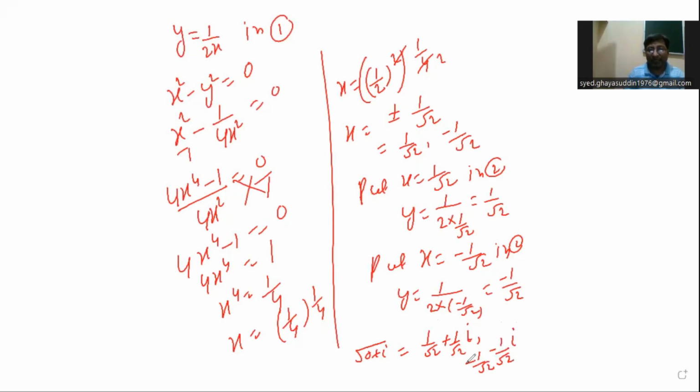In this way, we see the square root of any complex number by these three methods. So these all three methods are very important.